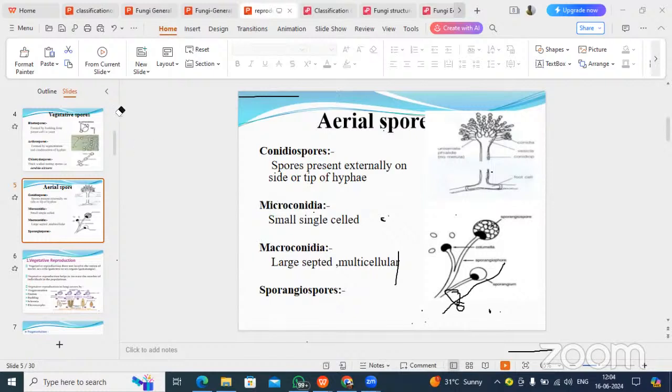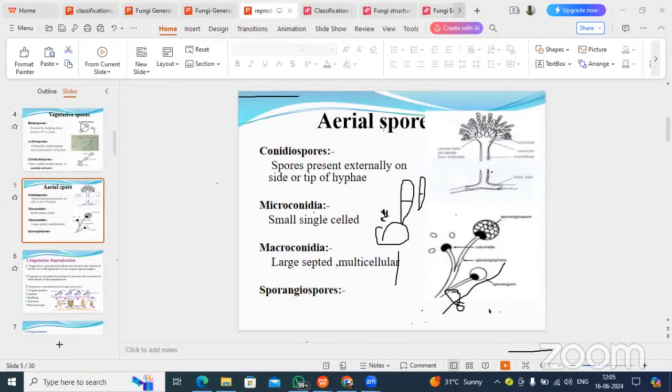And then you can see the microconidia, small single cell, and macroconidia, large septate, multicellular conidia. Small single cellular and large multicellular. Suppose you see Alternaria, you see the septate spores, multicellular spores, or single spores, and sporangiospores.